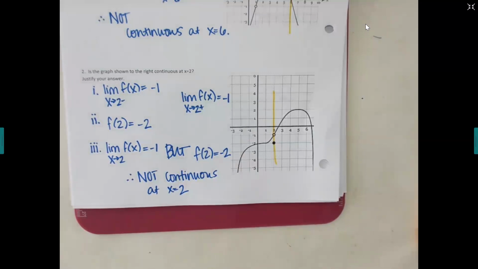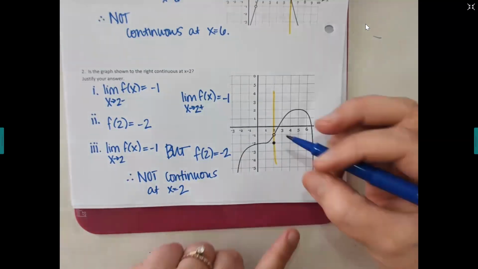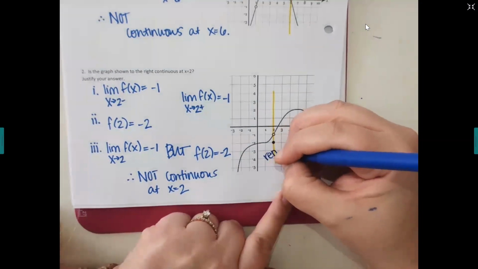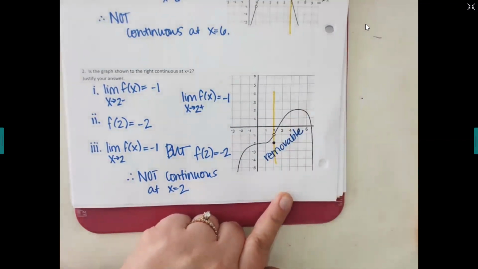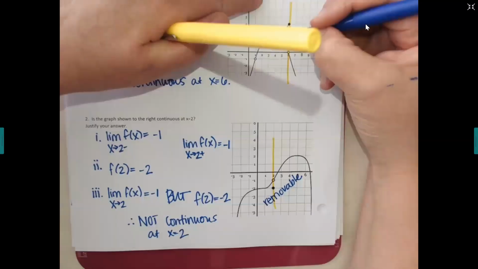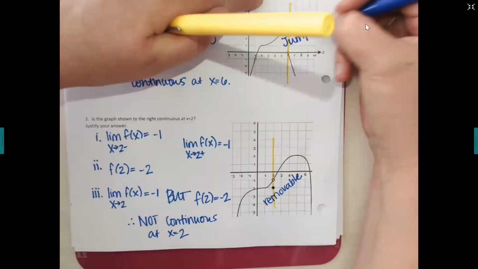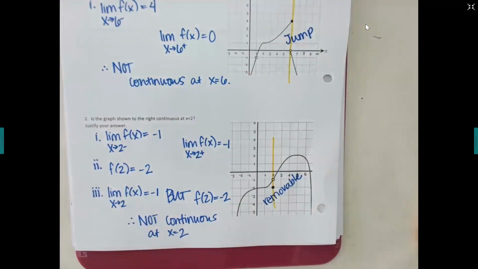Removable. What type would this one be? Jump. So if you want to label that, there are some questions on your homework where you're just saying which one is which. Removable is where you have a hole. Jump is where you have a gap between your left and right limits. Does that make sense? All right, turn the page.